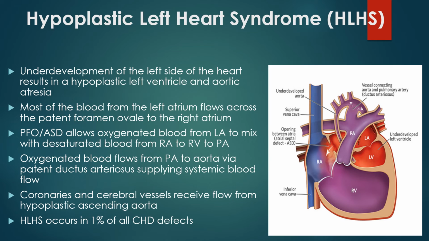And so there are 3 options for treating these children. You can do supportive care, or staged reconstruction of the heart, or a heart transplant. And staged reconstruction typically involves stage 1, which is the Norwood, stage 2, which is the bidirectional Glenn, and 3, which is the Fontan. So it's a very complicated disease. And again, the PFO or an ASD sometimes helps with this as well as the PDA. And then HLHS occurs in 1% of all congenital defects. Fortunately, it's like number 10 on the list.